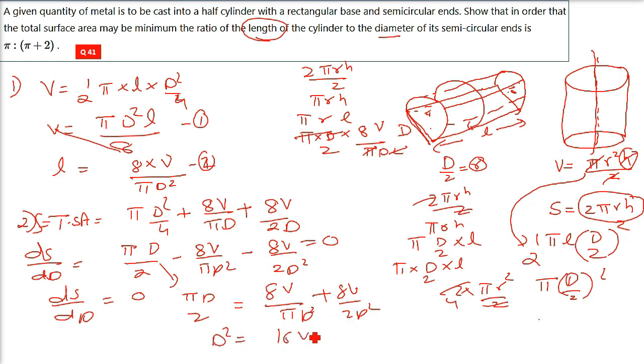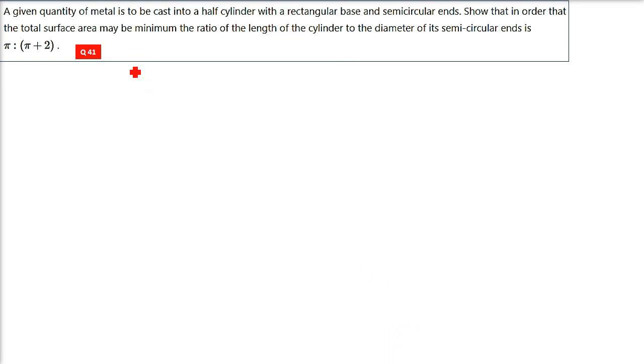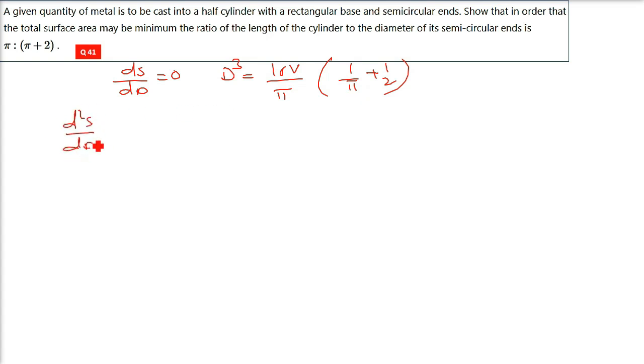So d square is going to be 16V by pi, 1 by pi plus 1 by 2. I am just clearing it, so just remember what we have done already. ds by dd equals 0, and this d cube is 16V by pi, 1 by pi plus 1 by 2. This you already know. Next one is d2s by dd square.